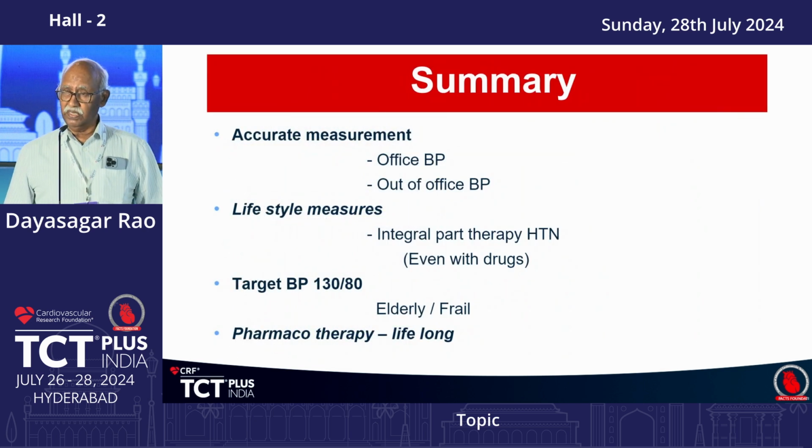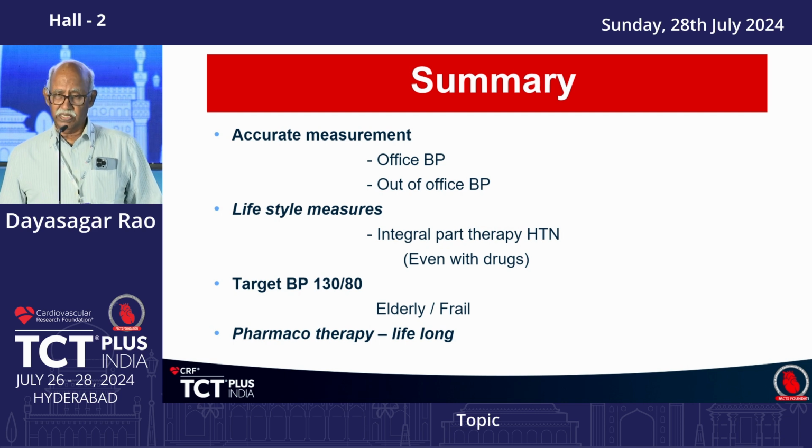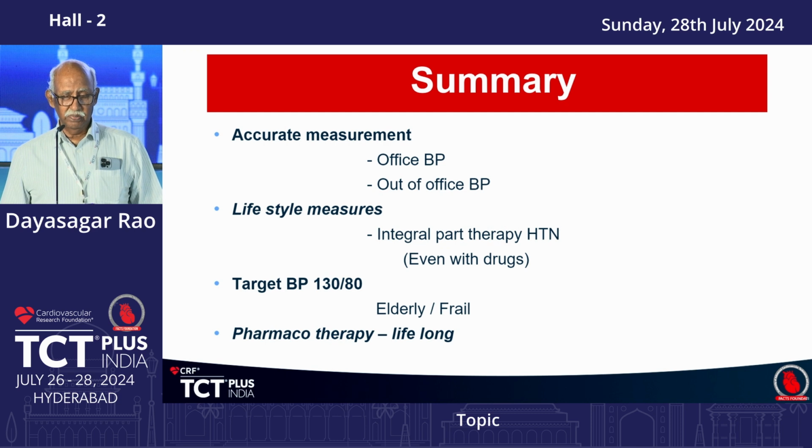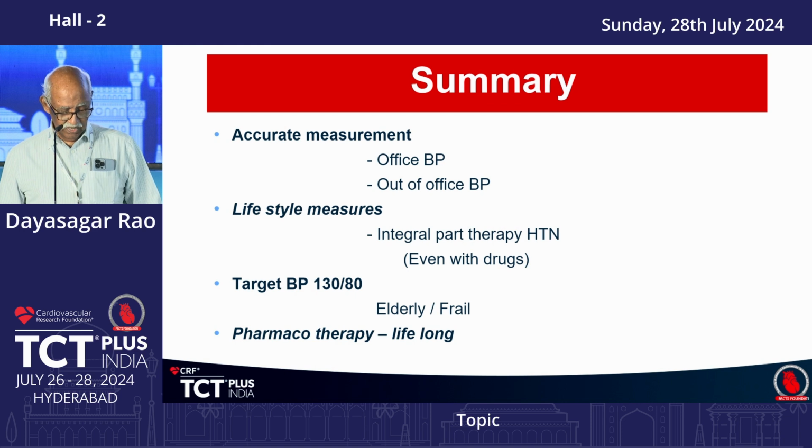Okay, in summary, accurate measurement of blood pressure both in the office and out of office is very important to make a diagnosis of hypertension. Lifestyle measures are very important. They are an integral part of hypertension, even with drug therapy. A lot of people believe that if I'm taking drugs, there's no need for any lifestyle management. That is a mistake. The target blood pressure for many adults is only 130 by 80 millimeters of mercury. And probably it may be a bit liberal in very elderly and in the very frail patients. And you need to emphasize that the pharmacotherapy is for lifelong, not for a short duration of period.